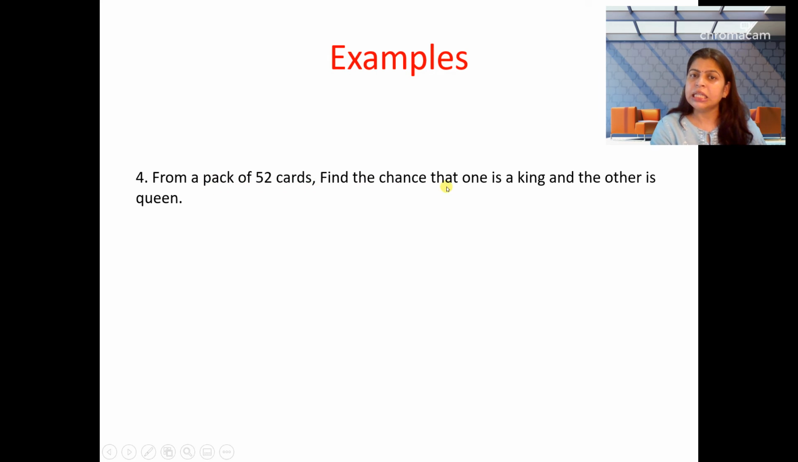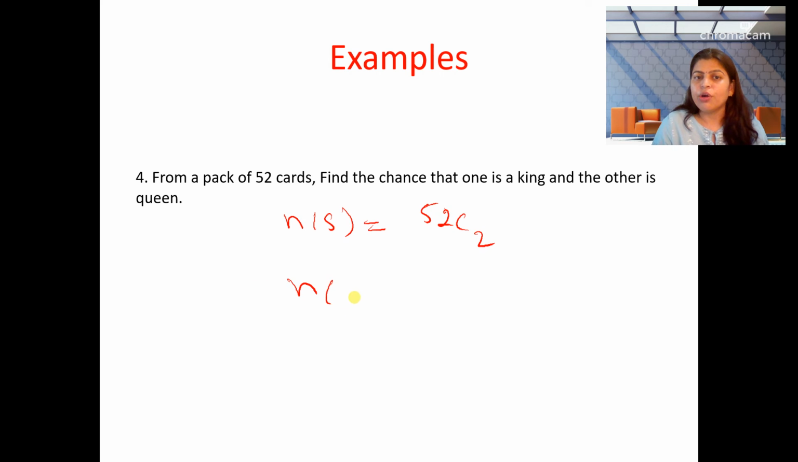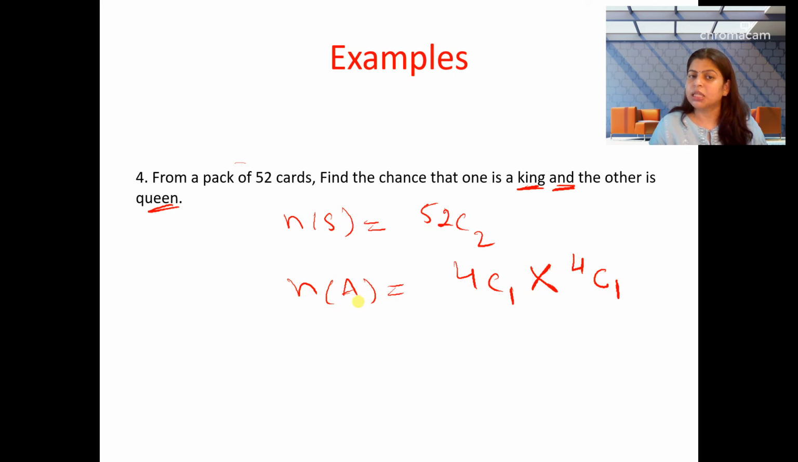From a pack of 52 cards, find the chance that one is king and other is queen. So here n of S would be directly, I am drawing 2 cards, so that means 52C2 would be my n of S. But for n of A, I am interested in a king and a queen. So there are 4 kings, so out of 4 I am interested in 1, and for the 'and' I have to use this multiplication sign. So out of 4 queens I am interested in 1. So this is going to give me the total number of ways in which I can get this event fulfilled. Okay, so finally I will get my answer. P of A is equivalent to n of A upon n of S.